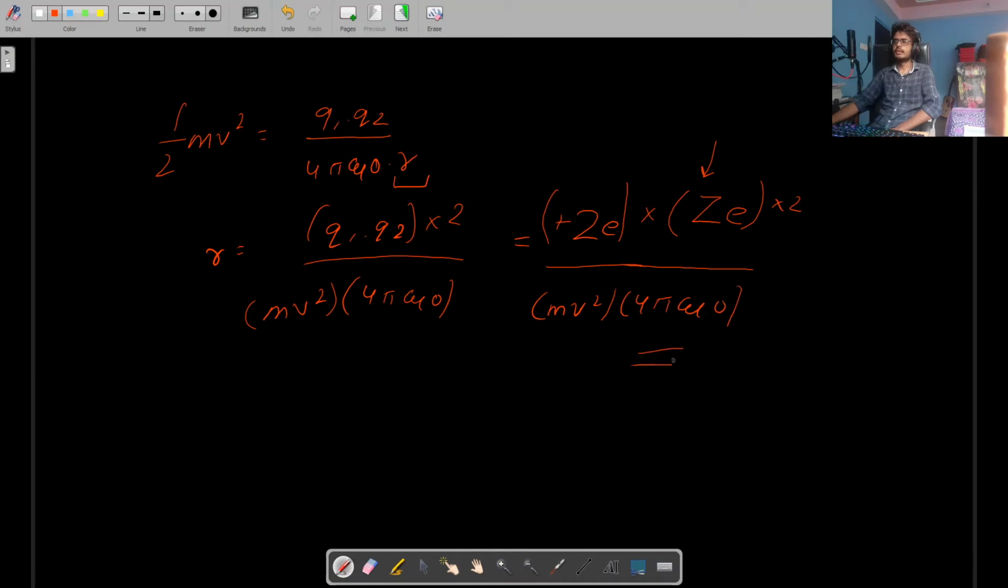So this formula defines the distance of closest approach of the alpha particle that is coming towards the foil. It cannot come closer than this. It will never come closer than the value that we get after substituting all the relevant values. When we substitute and get the value of R, the alpha particle will not come closer than this value. This is the minimum distance between the alpha particle and the nucleus of the atom.